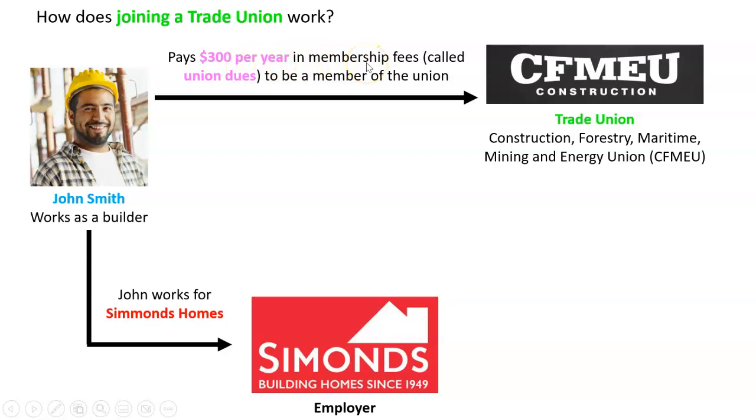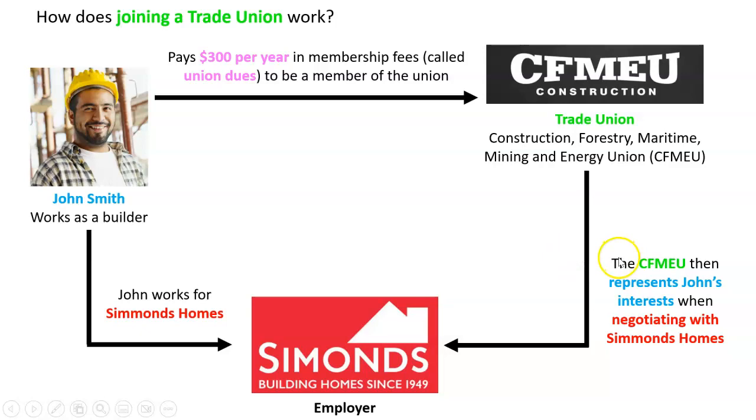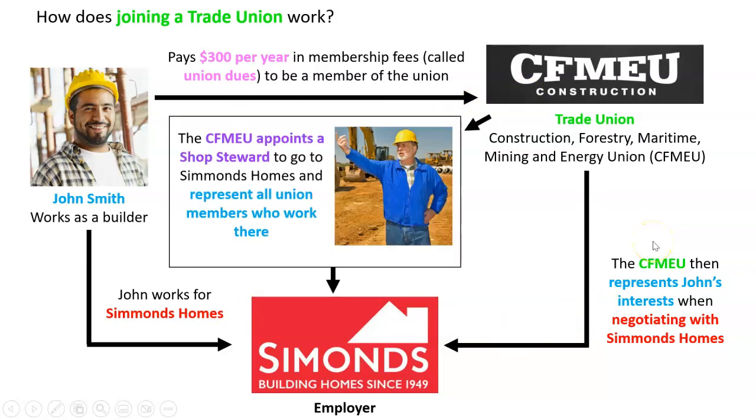So let's say he pays $300 per year in membership fees. What we usually call them though is union dues. But yeah, it's just a membership fee. So now he is a member of the union. So what does he get from that? Well, now the CFMEU can go to Simmons Homes and represent John's interests when negotiating with Simmons Homes. So John Smith has a lot more power this way because the CFMEU is likely to represent a lot of employees that work for Simmons Homes. So now it's a bit more even.